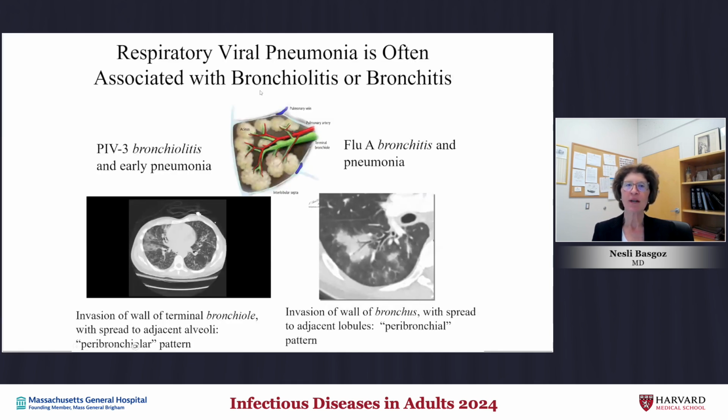So respiratory viral pneumonia, when it occurs, is often associated with bronchiolitis or bronchitis. And on the left-hand side, you see our patient, and this is bronchiolitis. And there's invasion of the virus through the wall of the distal bronchiole with spread to adjacent alveoli, which is called a peribronchiolar pattern. Contrast this to flu A, where the invasion really occurs in the wall of the more central bronchus with spread to adjacent lobules, or a so-called peribronchial pattern.